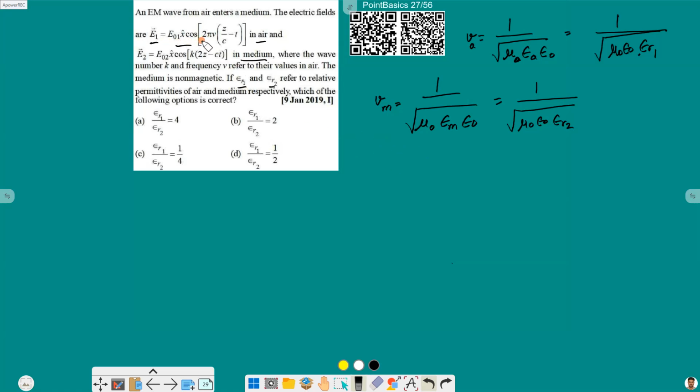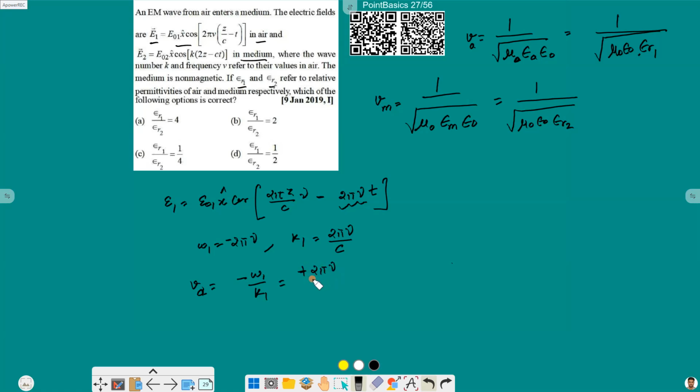Now from the given equations, first for the air, we can write that E1 is equal to E01 x cos of (2π z/c times ν, minus 2π ν t). So from here, ω1 is 2πν with a negative sign, and we can say k1 will be 2πν/c. So v1, or velocity in air, v_a, will be −ω1/k1, and that will be equal to negative of negative, which becomes positive, 2πν divided by 2πν/c. So this will give us c.